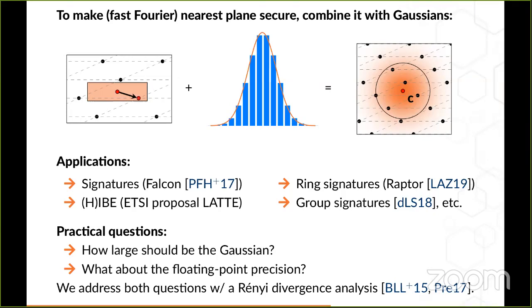So the first one is how large should the Gaussian be? And the second one is what about the floating point precision? Because like I said before, it uses a bunch of floating point arithmetic elements on the way. And of course, we have to figure out what is the required precision in order to be able to claim meaningful security. And so we will address both questions with a Renyi divergence analysis.